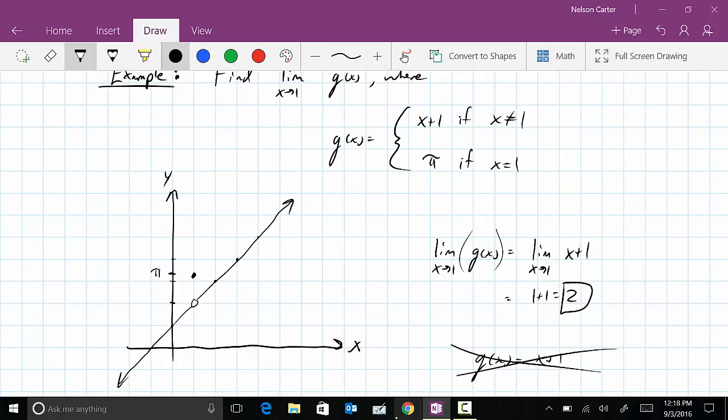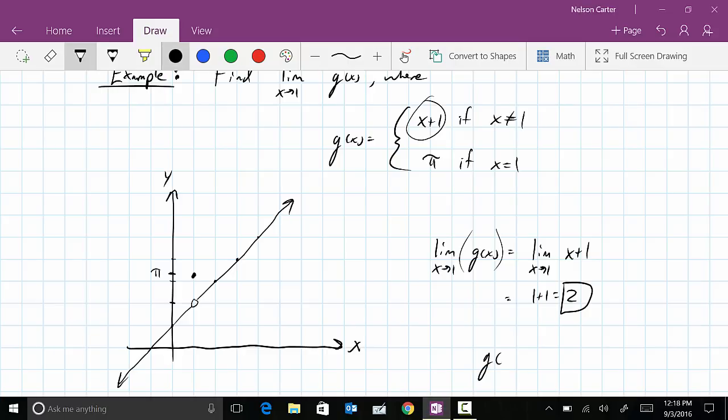And so that means, since we only care what happens around 1, this is the function everywhere else except for 1. So around 1, x plus 1 is equivalent to g of x. So it's like saying, again, g of x is not equal to x plus 1, but when we're around 1 but not 1, then g of x is equal to x plus 1. So that's why you can't make this statement.